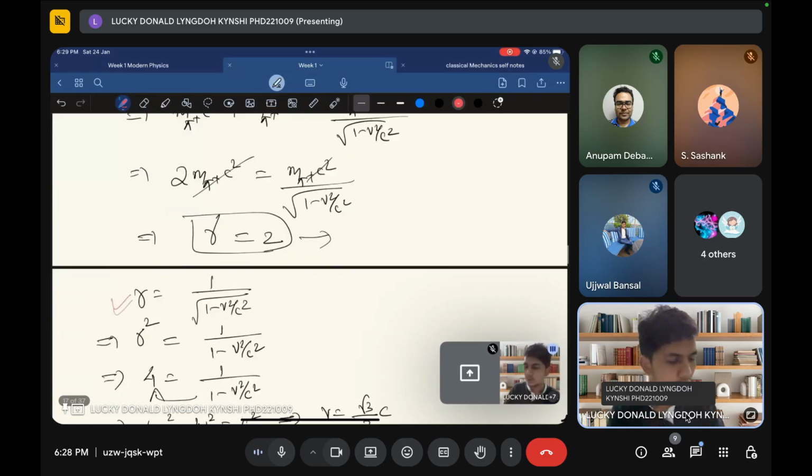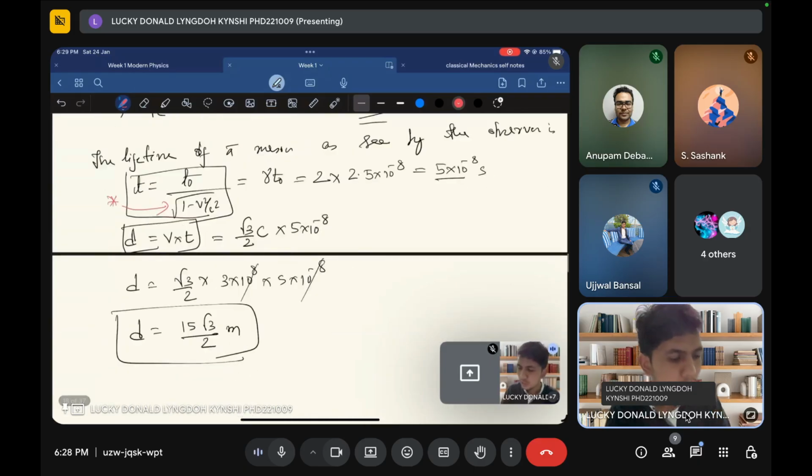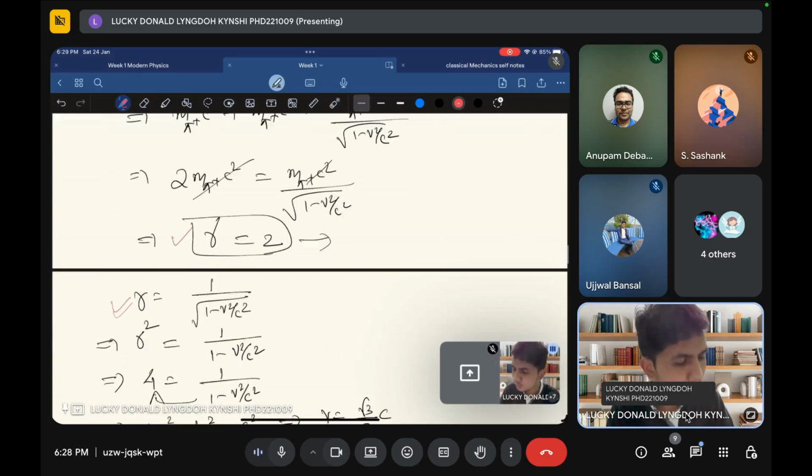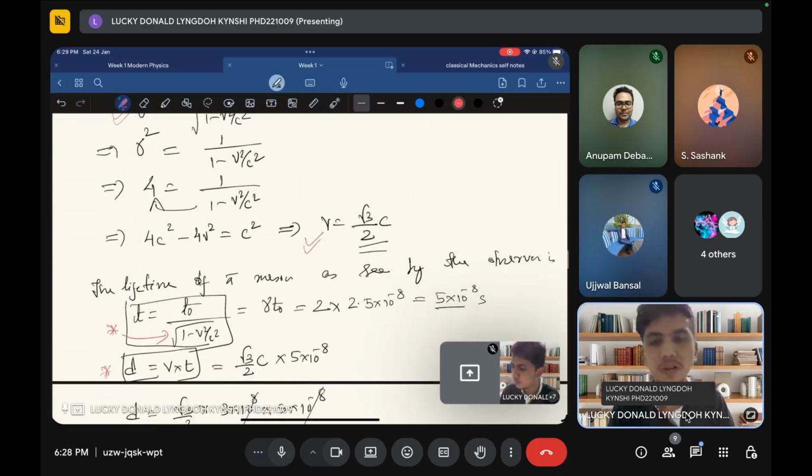You need gamma because you need to put it in the equation t = t₀ / √(1 − v²/c²). And why do you need velocity? Again, you need the velocity because you need to calculate the distance. That is why you solved the value of gamma, and you solved the value of your velocity. Okay, so I think this is clear.